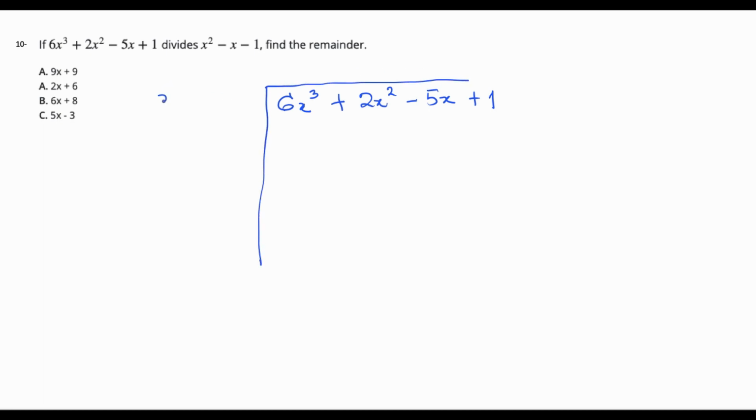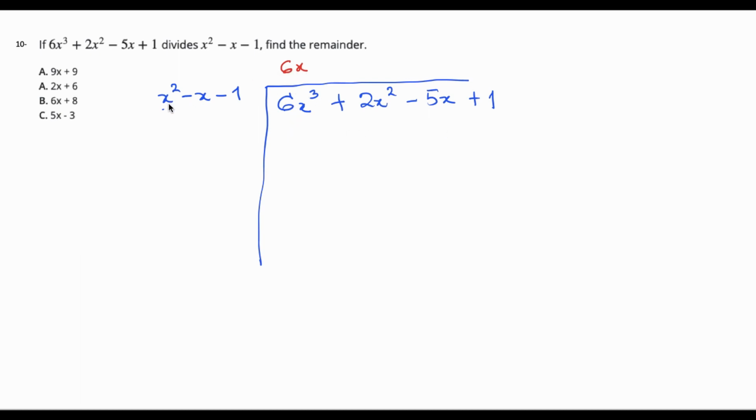If that's divided by 2x² − x − 1. So when you have the division of polynomials like this, what you do is you take the first term here, which is 6x³, and you divide it by x², and that gives you 6x. So 6x, then the next step is you take the answer you have here, 6x, and you multiply all through here and write your answers down here.